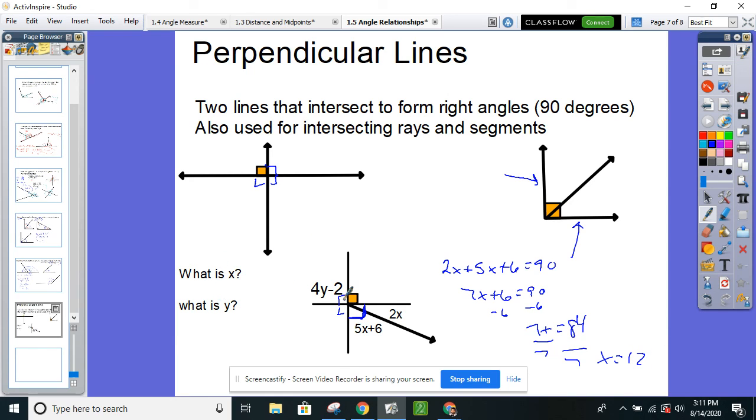What's the value of y? Well, this whole thing is 90, so you'll say 4y minus 2 equals 90. Plus 2, plus 2. You get 4y equals 92. Divide by 4. What is that? 23, and 12. Easy peasy, y'all.